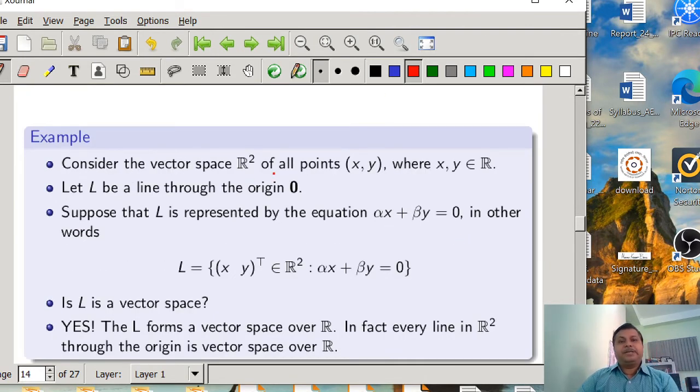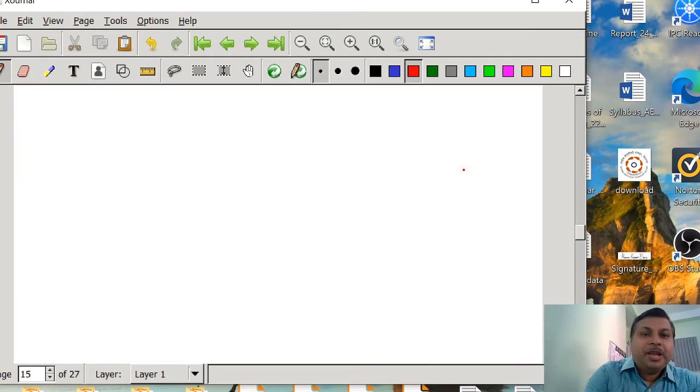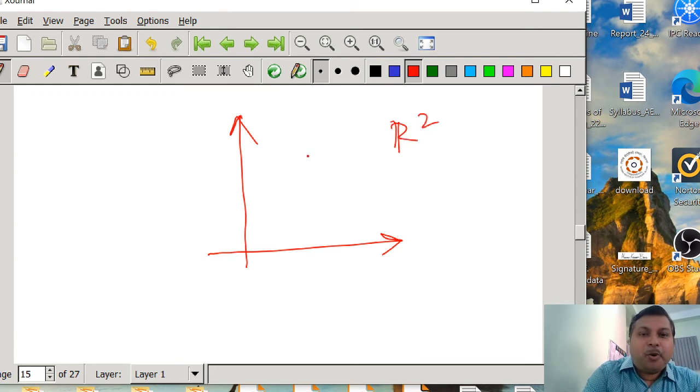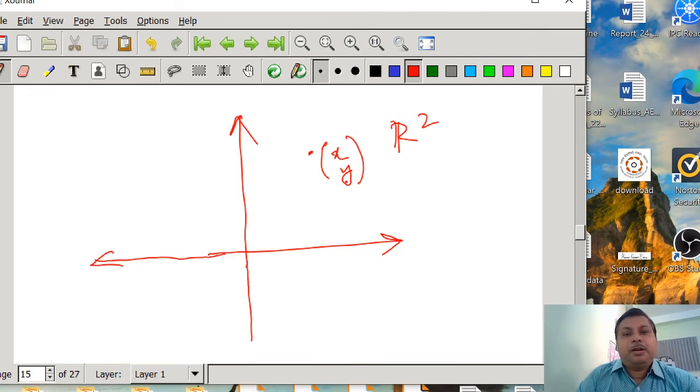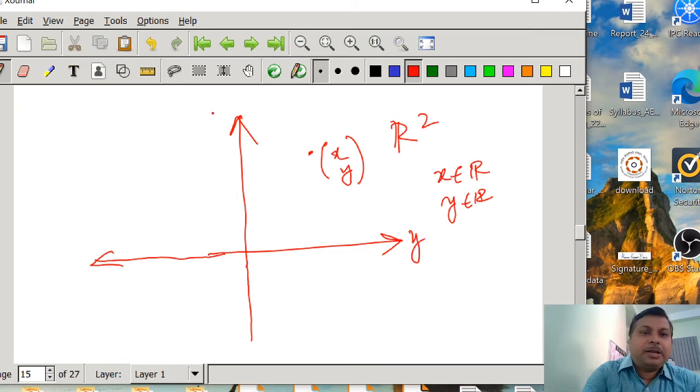Consider a vector space R2 of all points x comma y, where x and y are real components chosen from the field R. Okay, so now here I'm going to draw R2. Suppose R2 has been considered, and in this R2 any point you choose will be represented by the coordinates x and y, where x and y are from R. Here you can say that x is real and y is also real, and you can mark this y and this x.